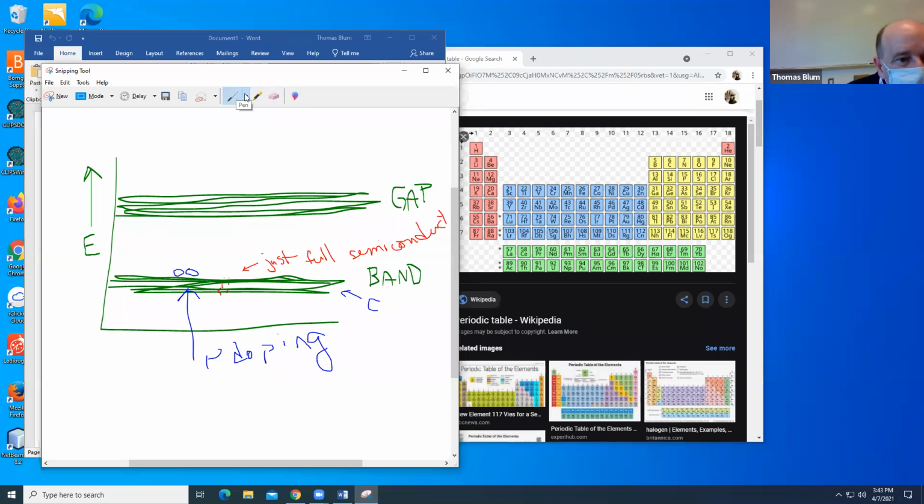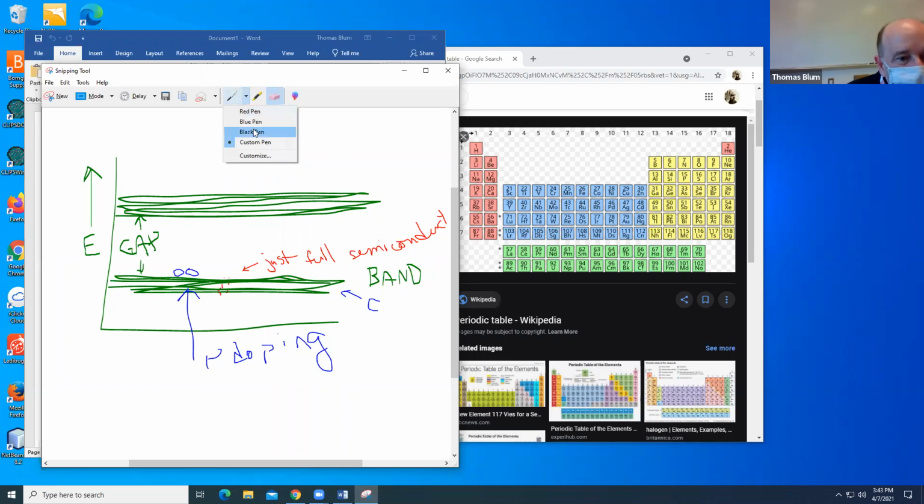Nobody yelled at me. This picture is terrible. That's not the gap. What's wrong with you? This is the gap. The empty spot is the gap. This is another band, and this is the conduction band. And that's not the conduction band. Had too many days off.